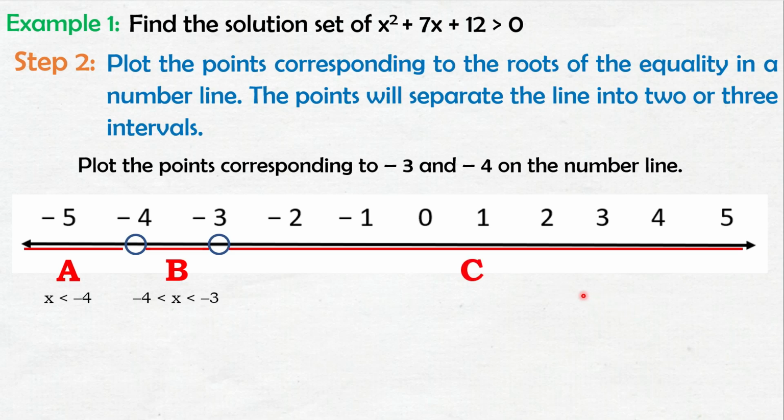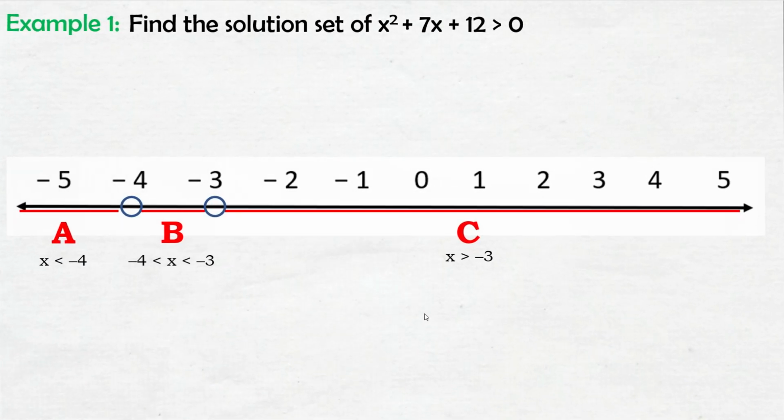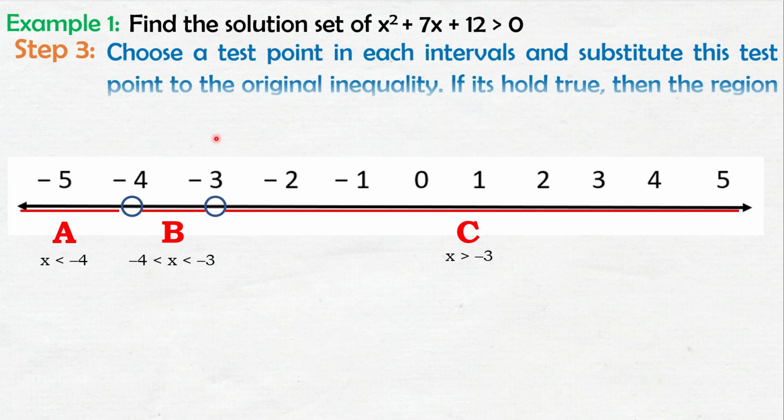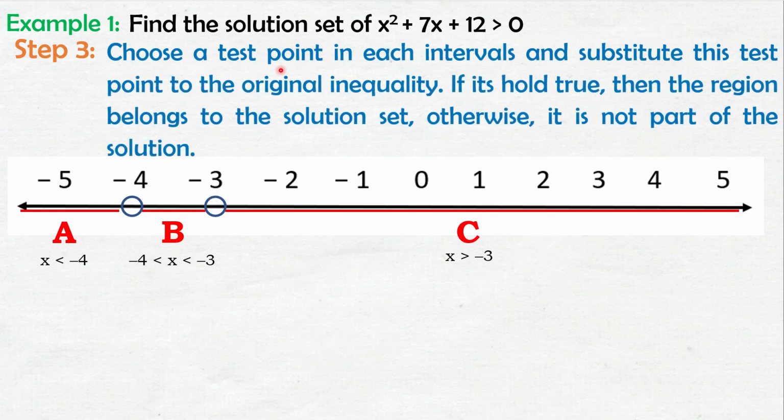Another region is itong region C. So, ito yung mga numbers na greater than negative 3. So, negative 2, negative 1, 0, 1, 2, 3, 4, 5, and so on, up to positive infinity. Yan yung region C natin. Okay? And then, after plotting, step 3, kukuha tayo ng test point. We choose a test point in each interval and substitute this test point to the original inequality. So, kukuha tayo ng mga numbers each interval or each region. Then, ipa-plug or substitute natin siya doon sa original quadratic inequality.